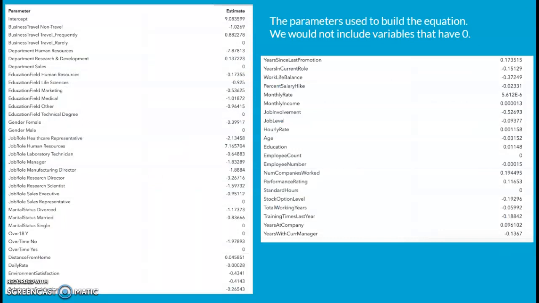So these are the parameters used to build our equation. We would not include variables that have 0. So there are a few here that have 0. Those were not included.